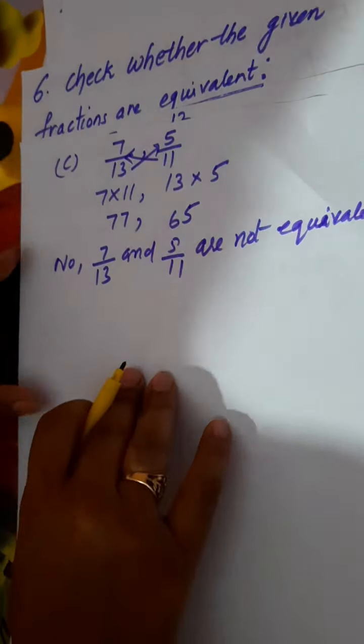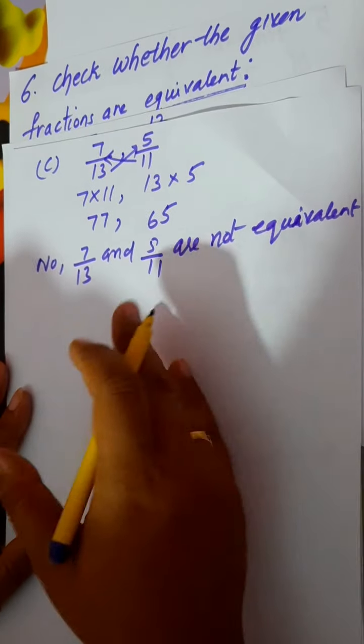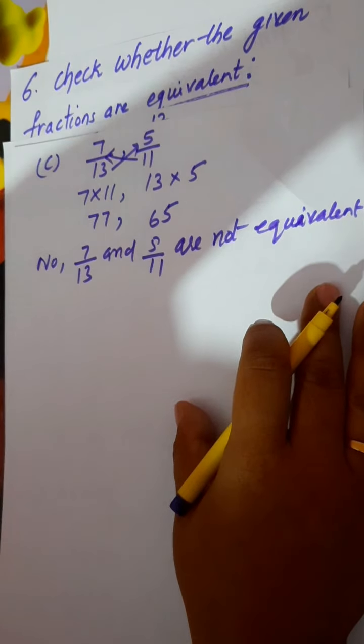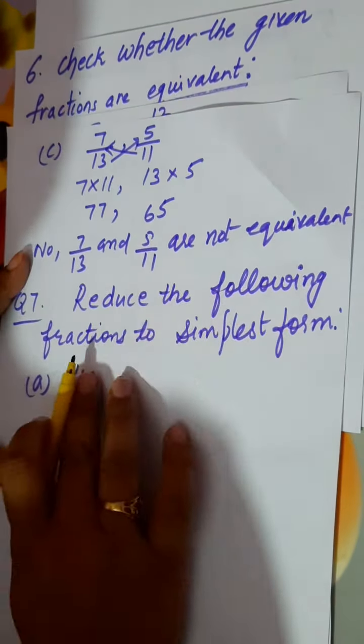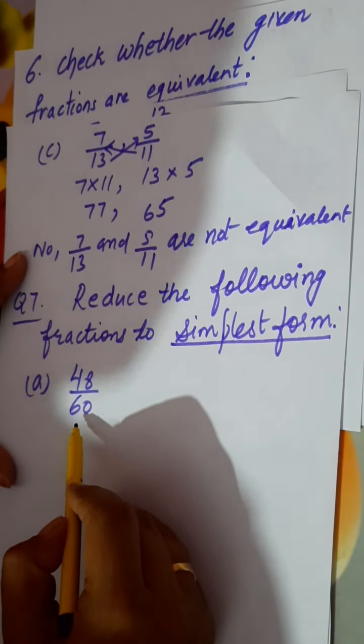So this is question number 6. It's up to you. You can solve by taking LCM or by the cross product. Question number 7 is reduce the following fraction to simplest form or lowest form. You have to simplify it.